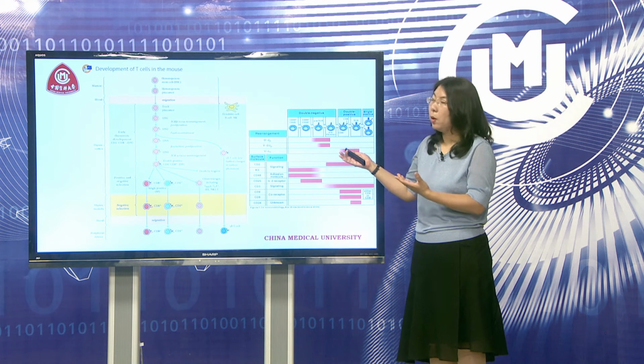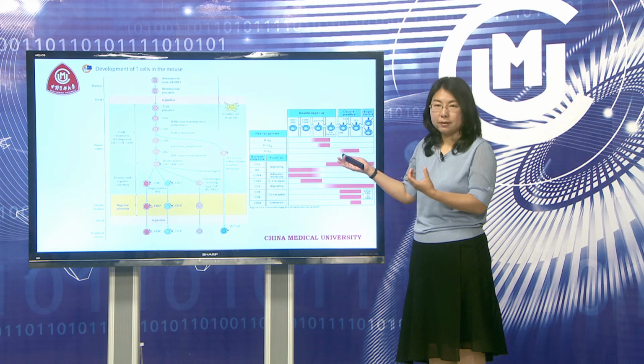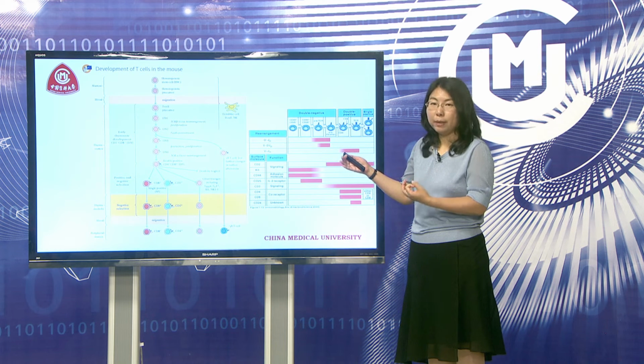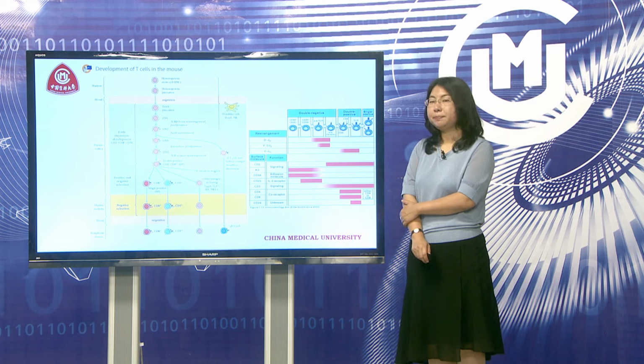Do you remember what the primary lymph organs are? They are the bone marrow and thymus, right? The primary or central lymph organ, the function is to mature the T-cell, or the development of lymphocytes.